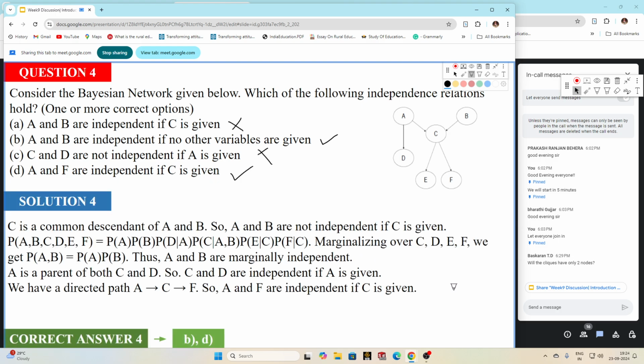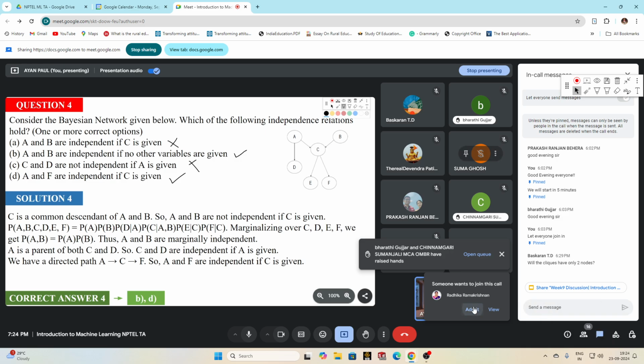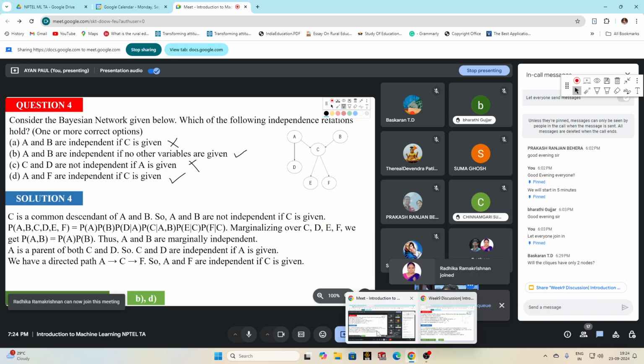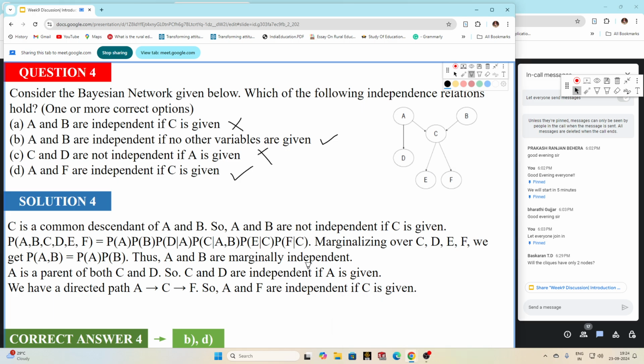Okay, so any doubt? This is basically related to your Bayesian net. In a Bayesian net, we have three rules, right? One is A, B, C in a chain. In this rule, if B is given, then A and C are dependent or independent? Independent, right?